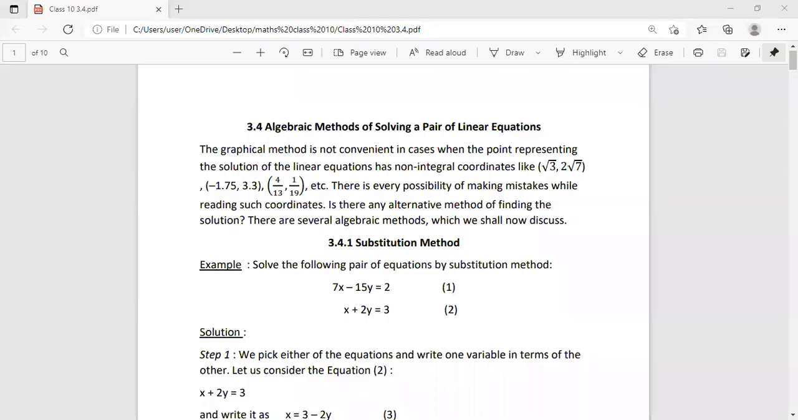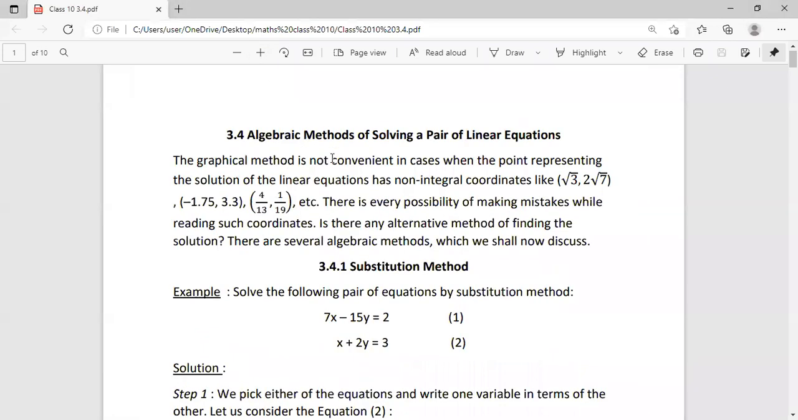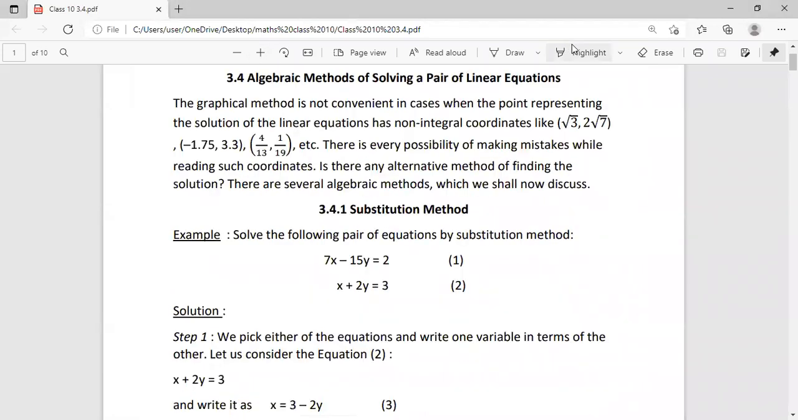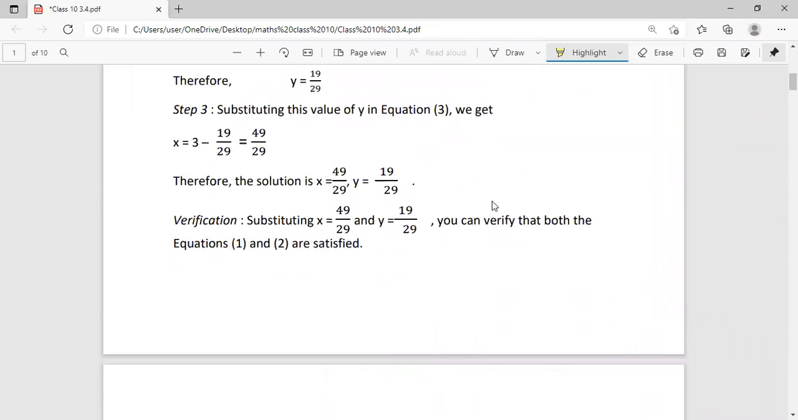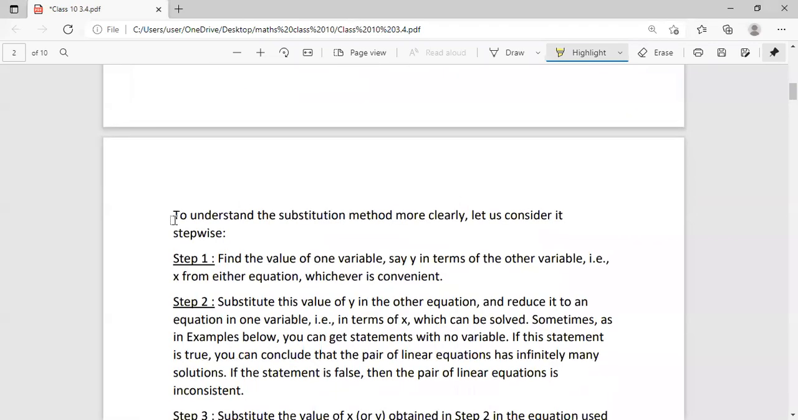In the last class we have seen the algebraic methods, and in that we have seen the substitution method, and we solved a pair of linear equations using the substitution method. Today we will go into detail: what are the steps involved in this substitution method? We have actually solved that, but in detail we will go through it. So let us understand the substitution method more clearly.